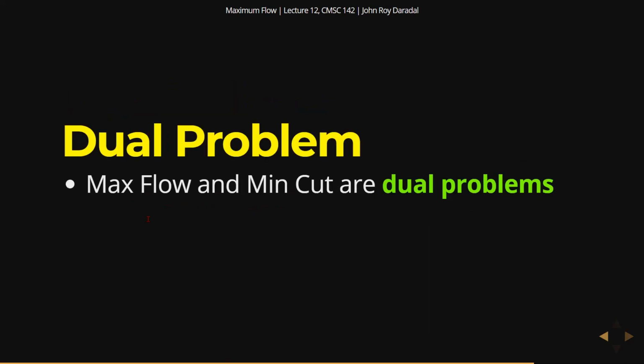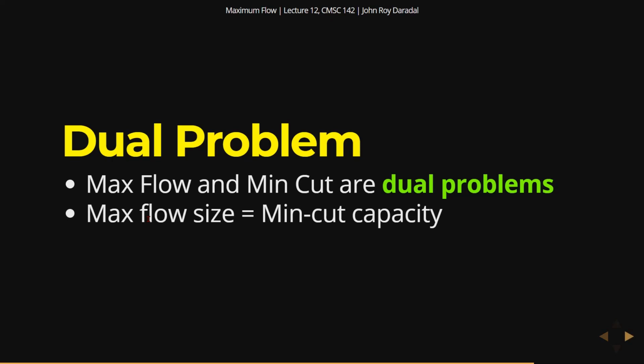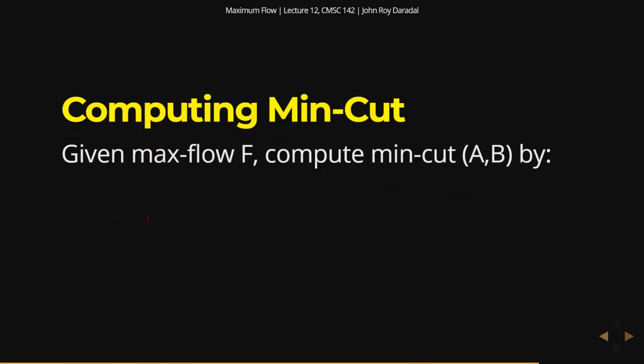And in fact, max flow and min-cut are actually dual problems, so they are actually related. And their relation is pretty straightforward. The size of the max flow is equal to the min-cut capacity. So the maximum amount that you can flow is actually the min-cut capacity as well. Okay, so they are the same.